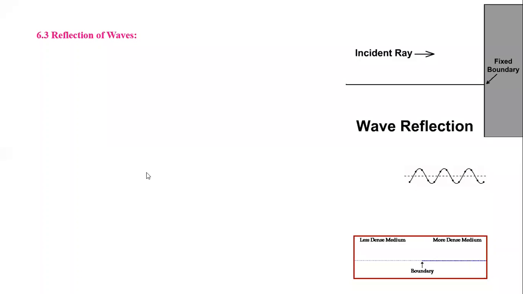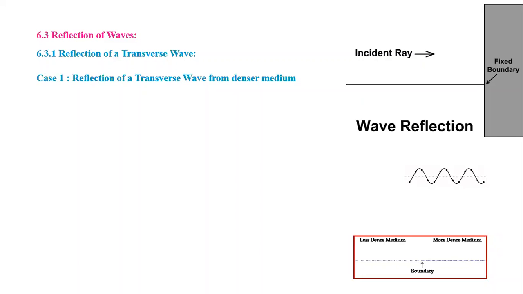Now the next article is reflection of waves. So let me learn reflection of transverse wave. You know that a wave can be transverse or longitudinal. Now let me learn two cases under that. First, reflection from a denser medium. Denser means a fixed solid medium. And the second case we have to learn is reflection from a rarer medium.